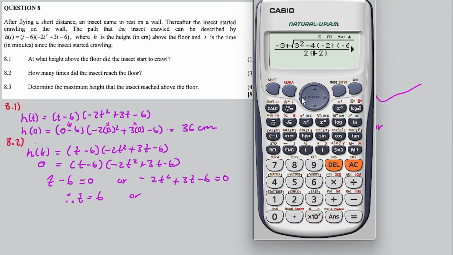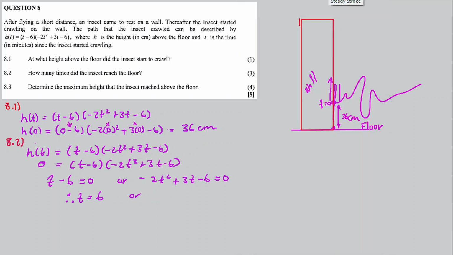I can even do negative, still a math error. So there are no solutions, because the discriminant here too is less than 0. The discriminant is less than 0.